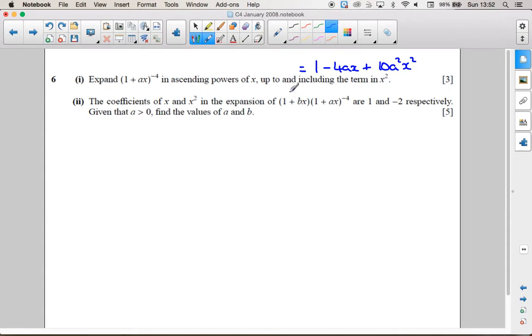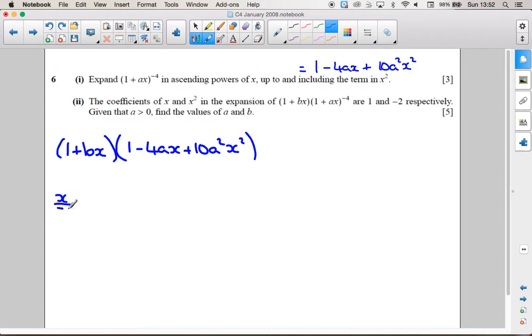Part 2 has told us a couple of things. It's told us the x and x squared coefficients when this is expanded. So we've already worked out the expansion for this from part 1. So if we then go ahead and expand this, then we can work out a and b, because we know the x coefficient is 1, so let's write that down.